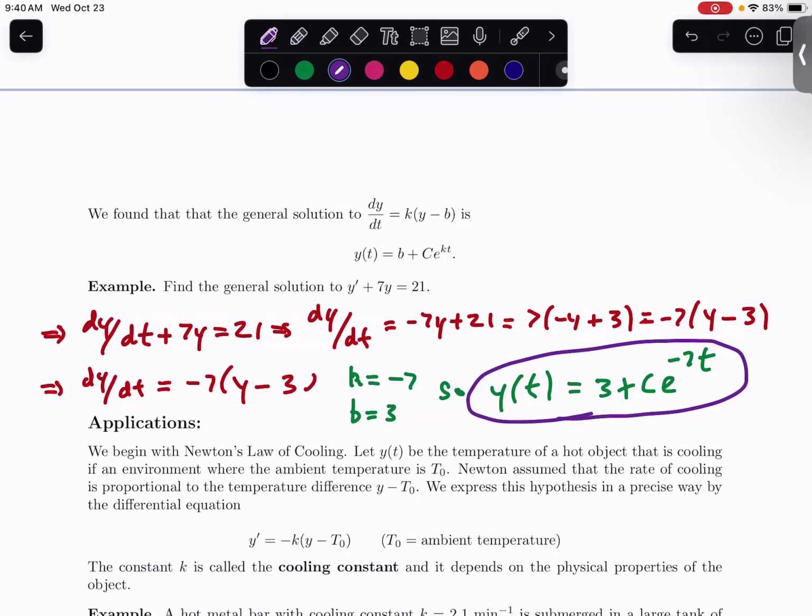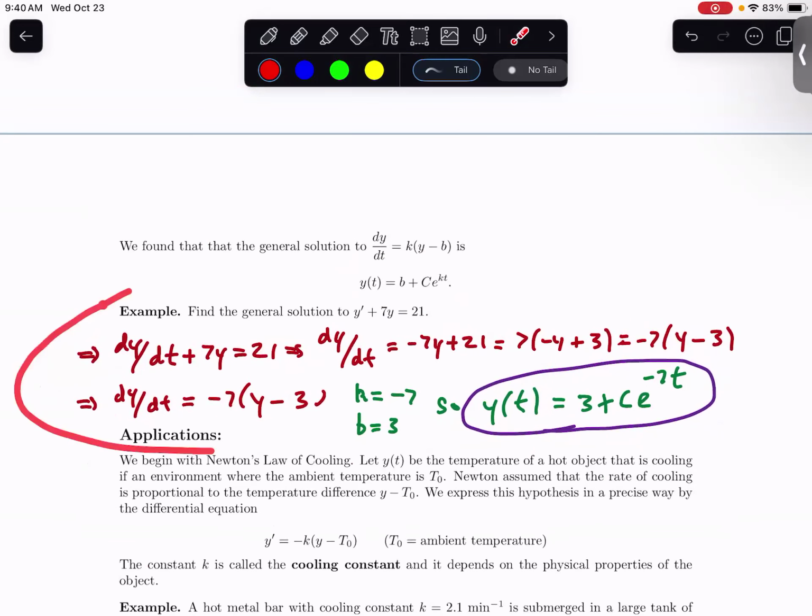Again, I'm just using this formula here. If you have a differential equation of this form, we know the general solution is of this following equation. And we know what b is equal to, and we know what k is equal to. So you don't have to go through integration and solve for y. Instead, you can just plug into this equation.